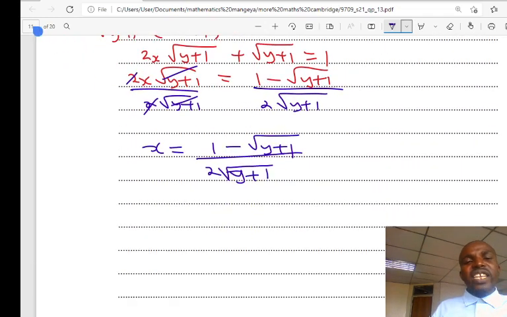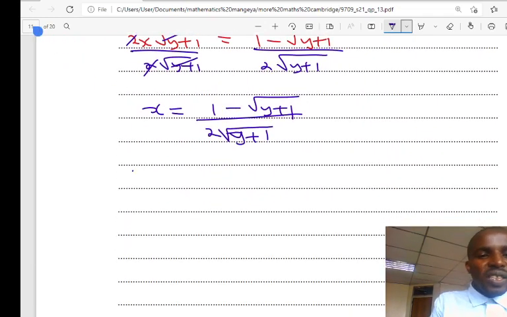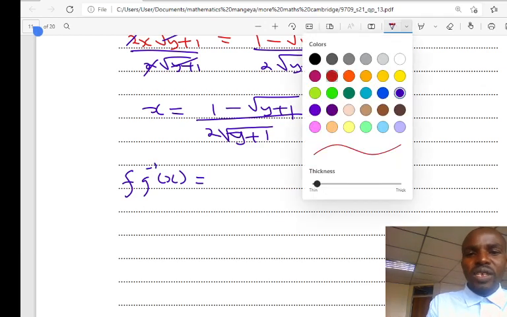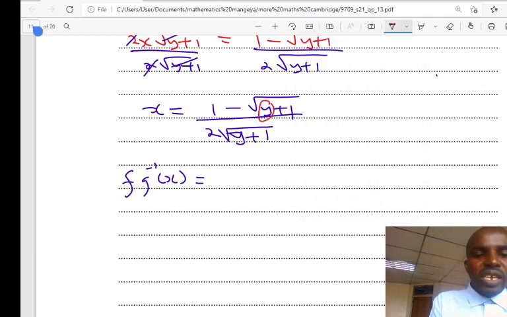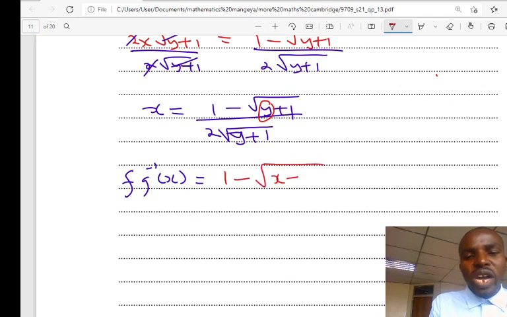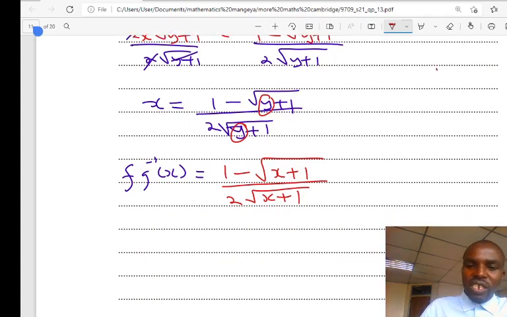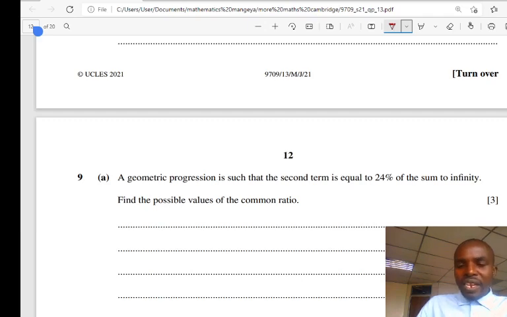Then after that, your inverse now, fg of x inverse, you replace y with x. You put x here, so it will be 1 minus square root of x plus 1, over 2 square root of x plus 1. That's what you do. In this case, you can say that you have solved this one. You have found the inverse function of fg of x. That's the inverse function. Right, done. Next.